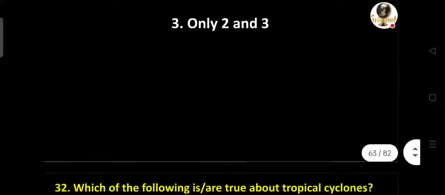So definitely the answer is option 3. Only 2 and 3 are correct. Option 3 is correct. Only 2 and 3. Very interesting question. This type of question is very interesting. And here is another question.